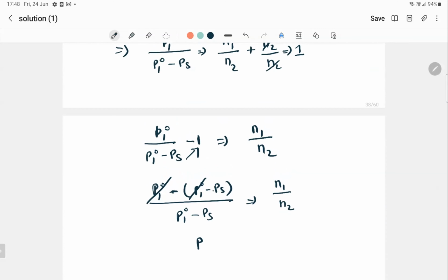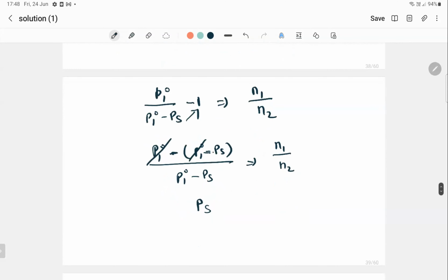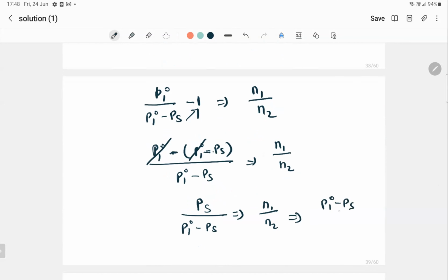So this minus minus will become plus. PS divided by P1 naught minus PS is equal to N1 by N2. Now again reverse it. It will become P1 naught minus PS divided by PS is equal to N1 by N2. This is the formula for your dilute solution where N2 is not getting neglected.